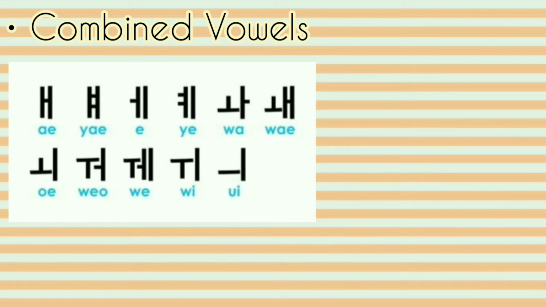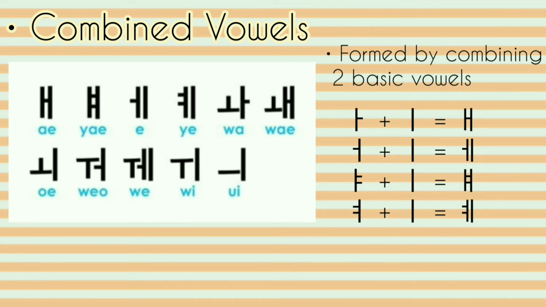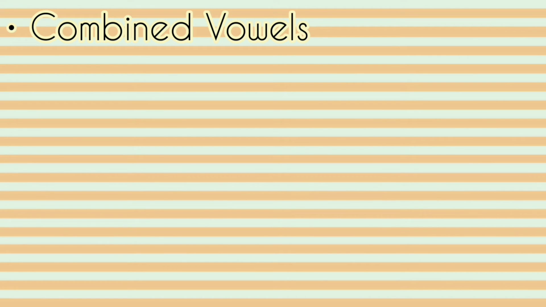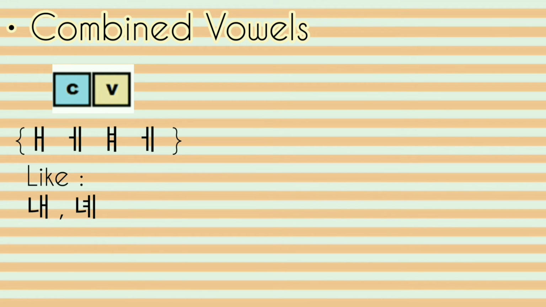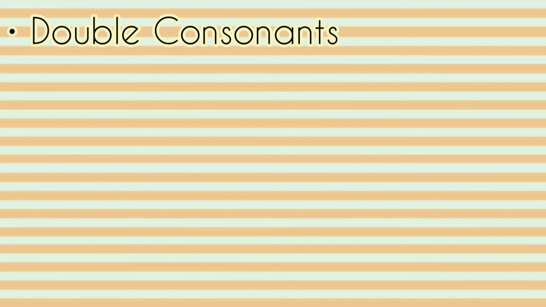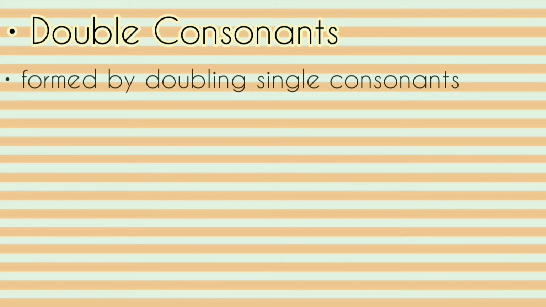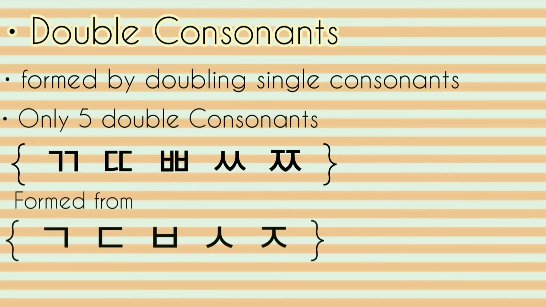Combined vowels are literally formed by combining two individual vowels, and there are two types of combined vowels as well, the one that can be written next to a consonant and the other that can be written below a consonant. And further, there are double consonants. Double consonants are formed by doubling a consonant, and there are just 5 of them. Although they are formed by doubling a single consonant, they give different sounds compared to the ones they are formed from.